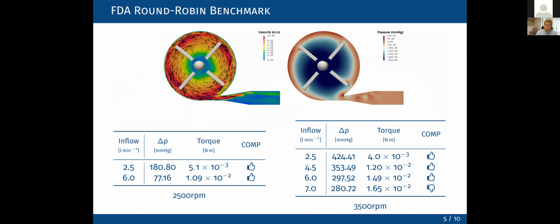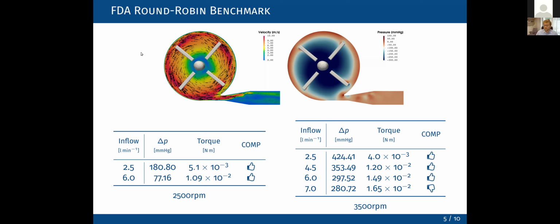As I told you, the validation. On the top left, you see the velocity field for one case. This is 6 liters per minute inflow, and the rotor, the blood pump, is rotating counterclockwise. As you see, the velocity is biggest in the wake of the blades, and also the pressure is bigger in front of the blades and lower in the back.